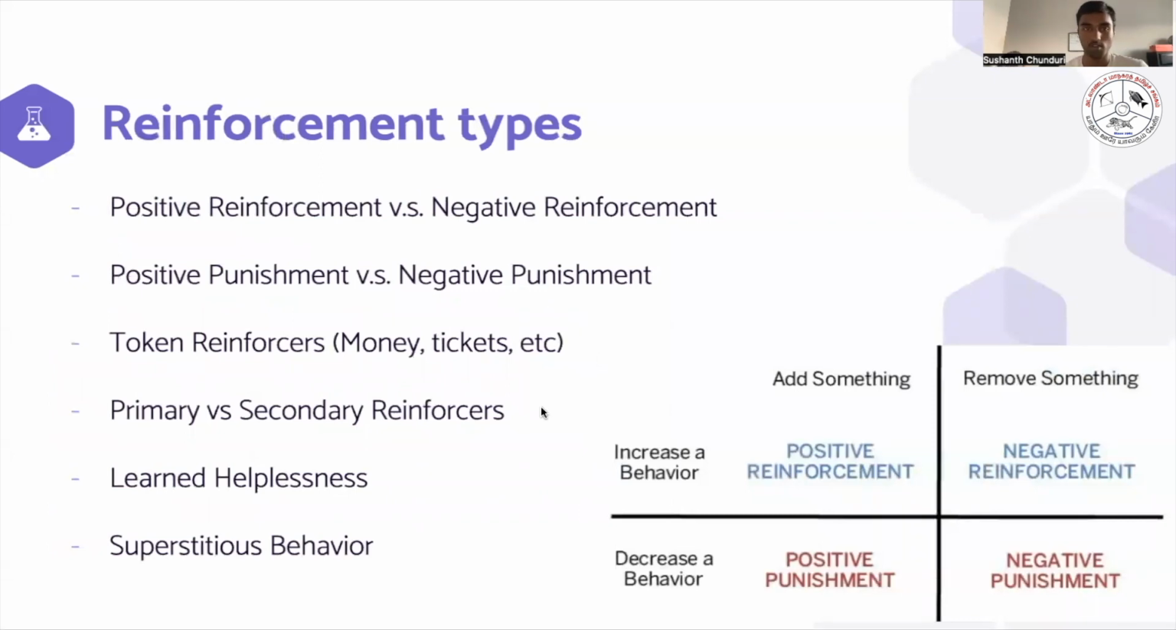So these are some of the reinforcement types. Let's go over these quickly. You have positive reinforcement versus negative reinforcement, and positive punishment versus negative punishment. The easy thing is to just look at this chart real quick. If you want to increase the behavior, you add something. So if a kid does well on their next exam and you give them candy, that's positive reinforcement. You're telling them, I will give you candy if you do well on your exam, and that makes them do better on their exams. Negative reinforcement is when you remove something to increase the behavior.